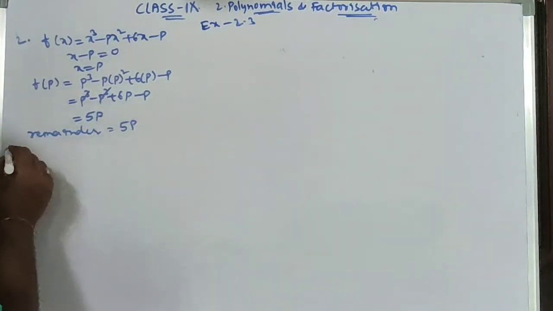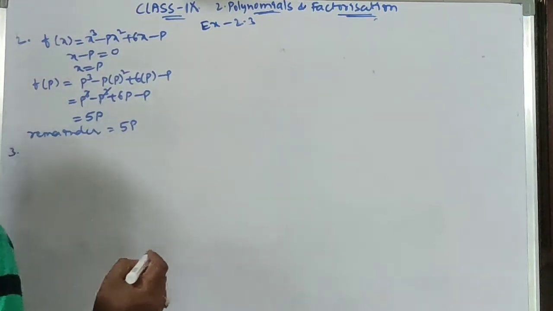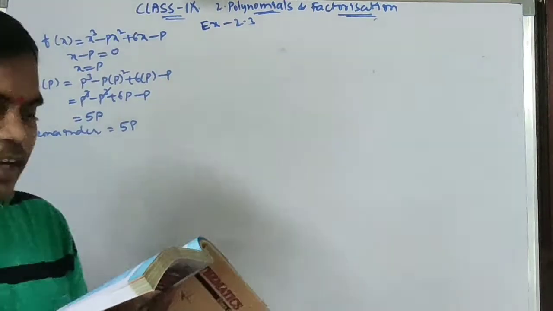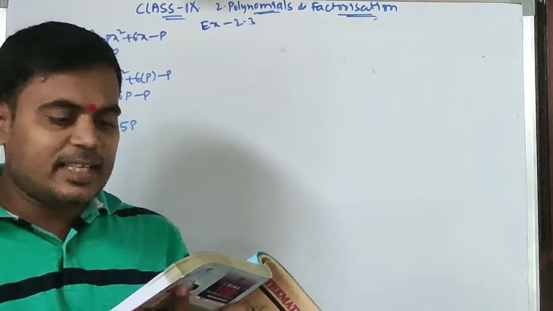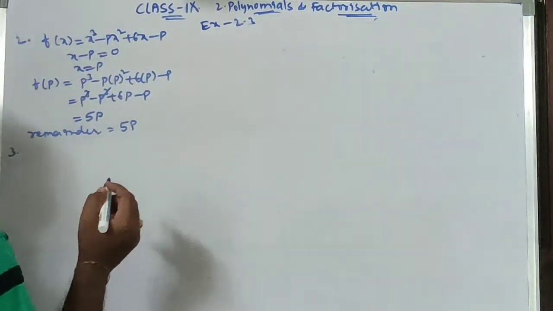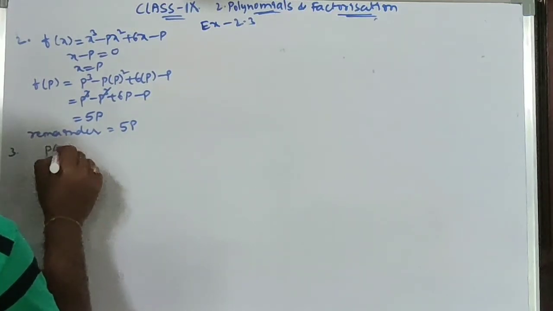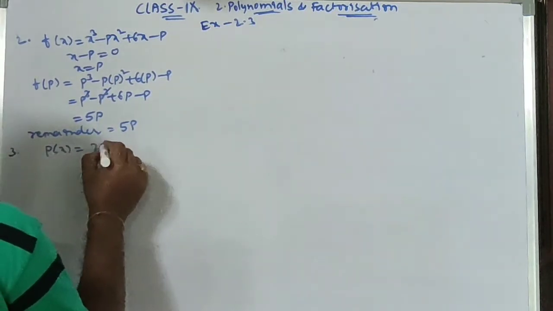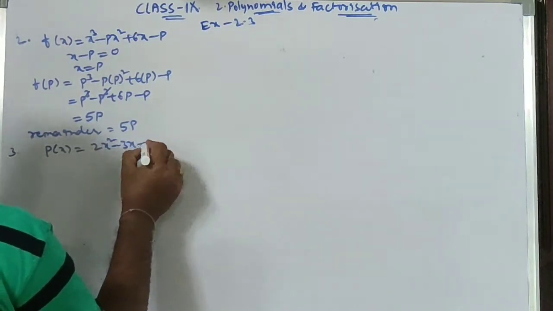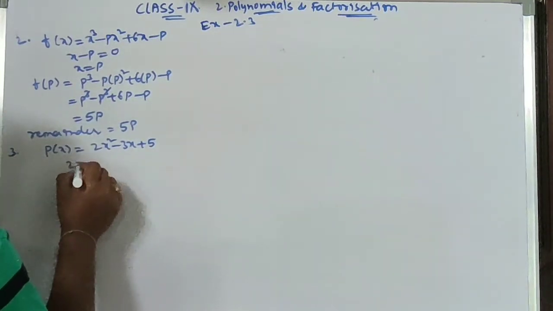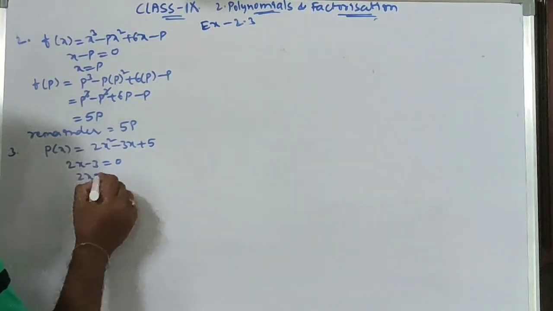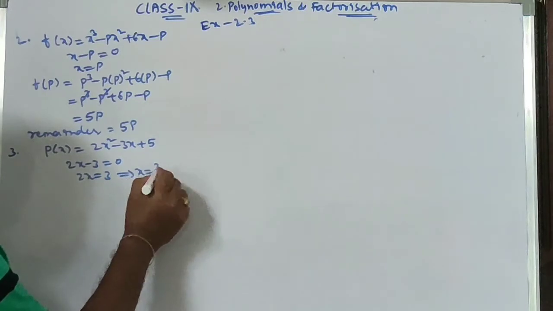Next, third question. Find the remainder when 2x square minus 3x plus 5 is divided by 2x minus 3. Does it exactly divide the polynomial? State reason. First, the given polynomial I am taking p of x equal to 2x square minus 3x plus 5. Dividing the polynomial by 2x minus 3, make it equal to 0. 2x equal to 3 implies x equal to 3 by 2.